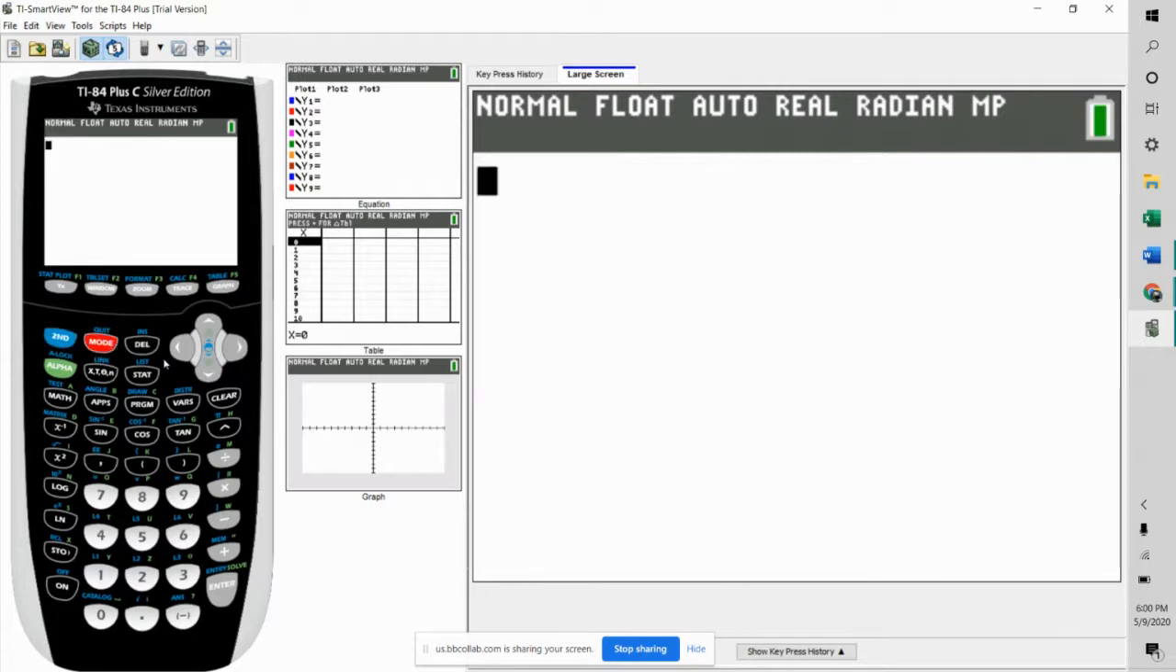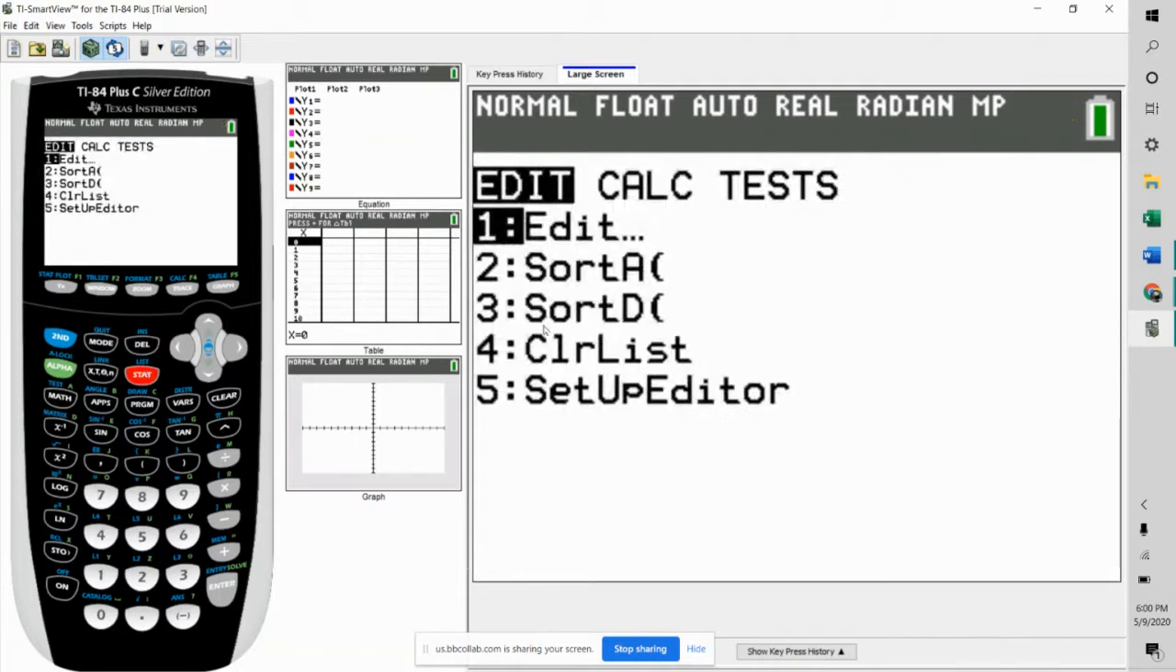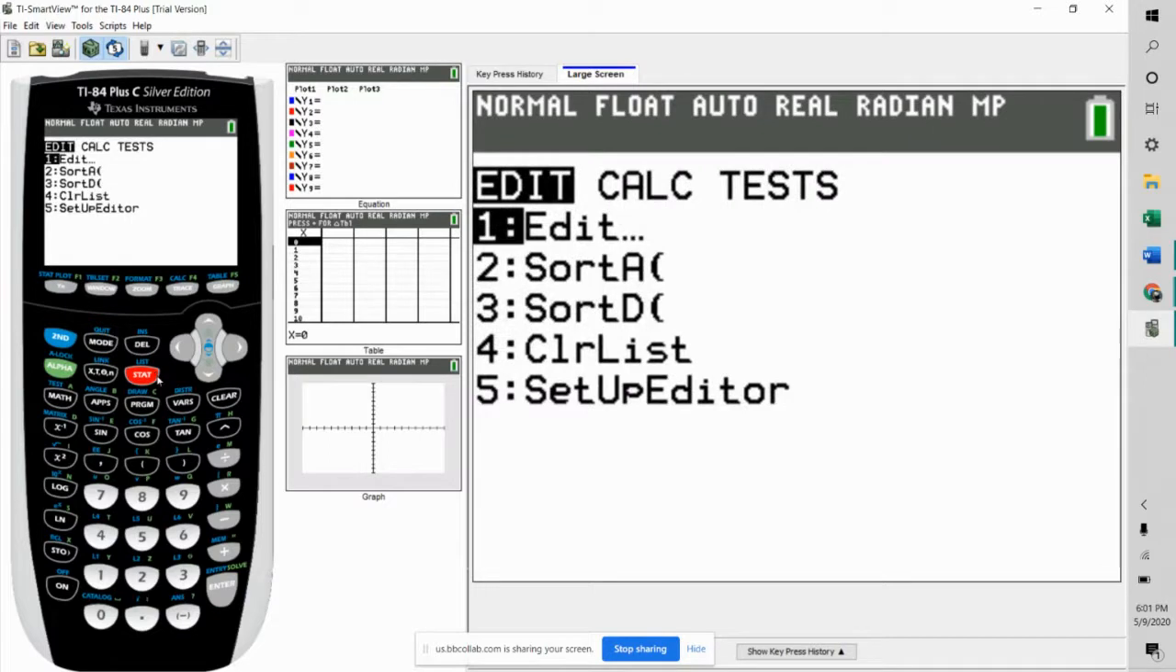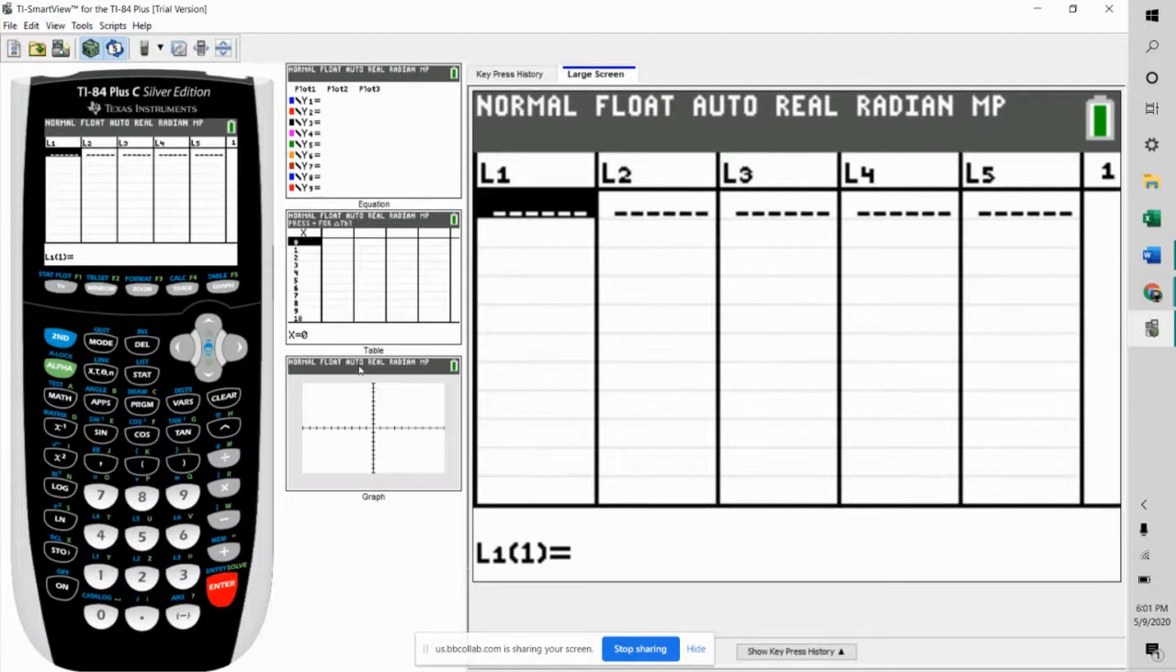we can go back to the list and notice down here it has clear list. And so we can clear the list. And then you have to put what list you want to clear. Notice the blue letters down here: L1, L2, L3. We want list 1. So we hit second and list 1, and then hit enter, and it'll clear the list. So now if we go into that list, it's clear.